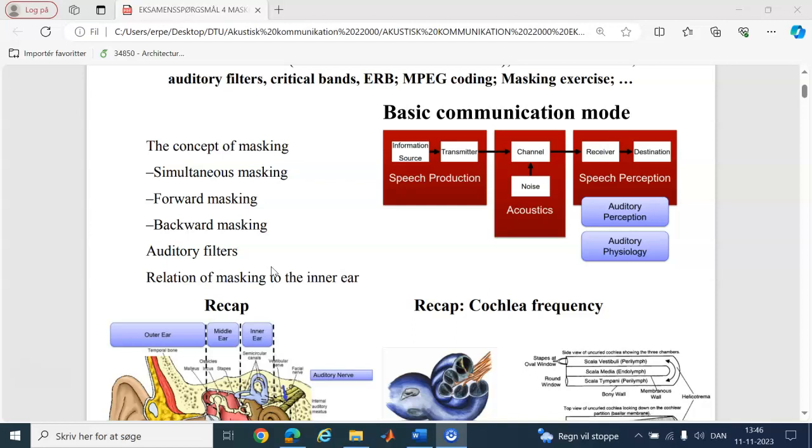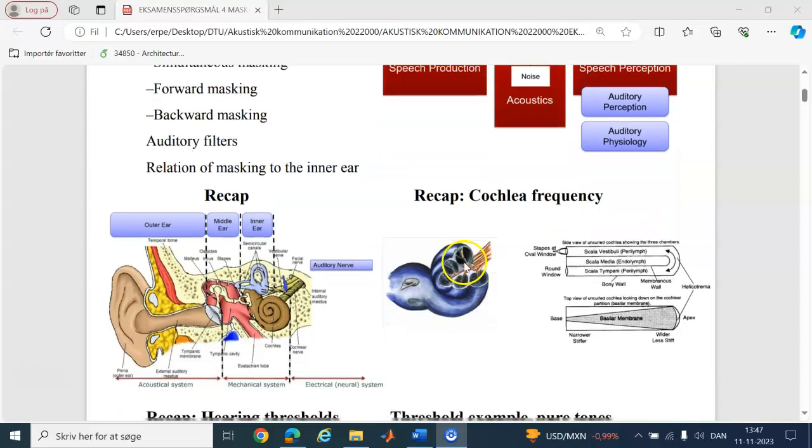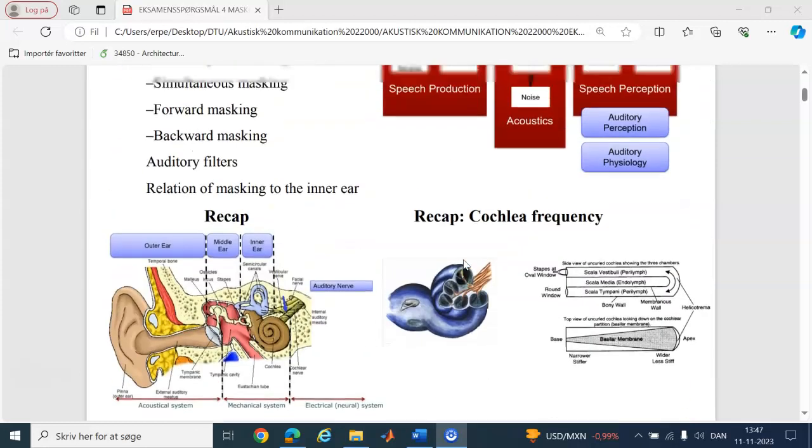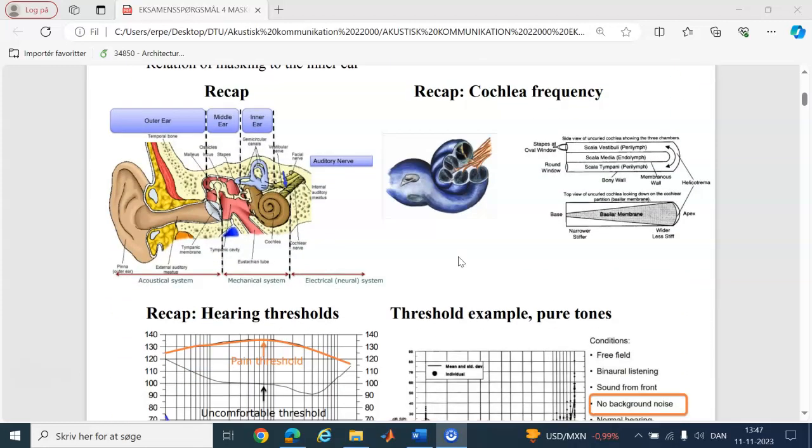We have the basic communication model, it should be said. We have speech production, acoustics, a channel with noise also included, and speech perception with the receiver and destination. Speech perception includes auditory perception and auditory physiology. So we have the outer ear, the acoustical system with the pinna, the ear canal and the eardrum.